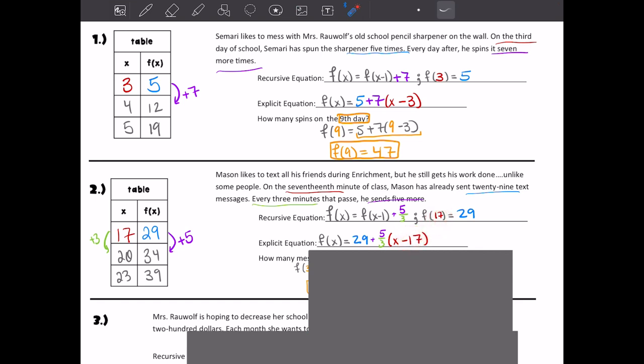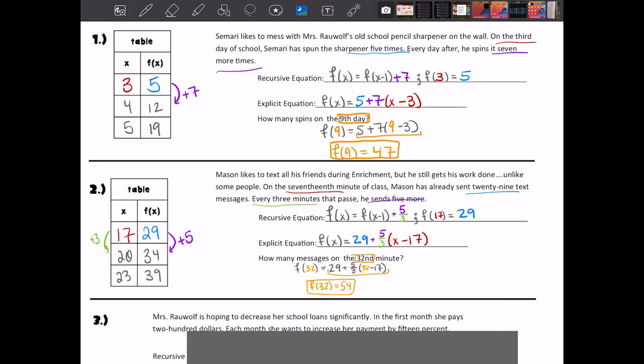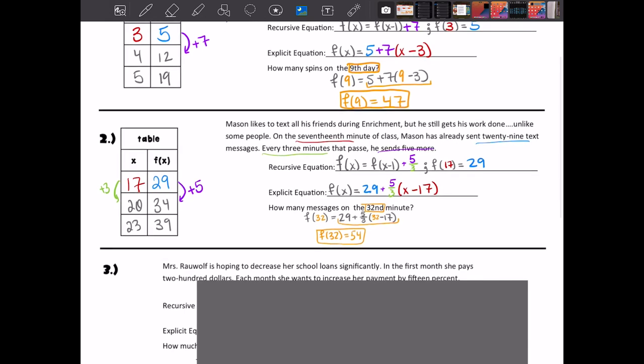We're going to use that explicit equation to figure out how many messages he sent on the 32nd minute, which means we're going to replace all those x's with 32s. So tell me what I have underlined in orange here. Type it into your calculator. Tell me what you get. So hopefully you got 54, okay?